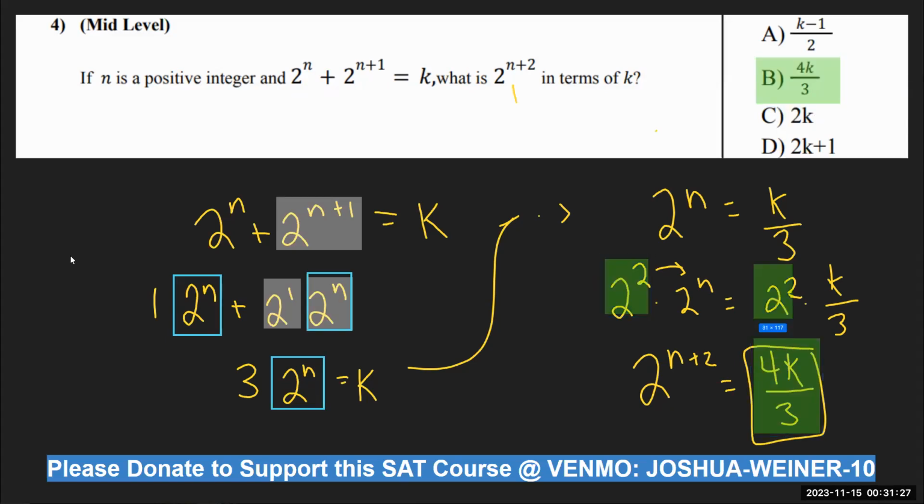Here I just multiplied both sides by 4, because that will scale up the exponent into n plus 2. All right, so clever use of that base 2, reviewing how you can simplify exponents using the product rule for exponents. Okay.